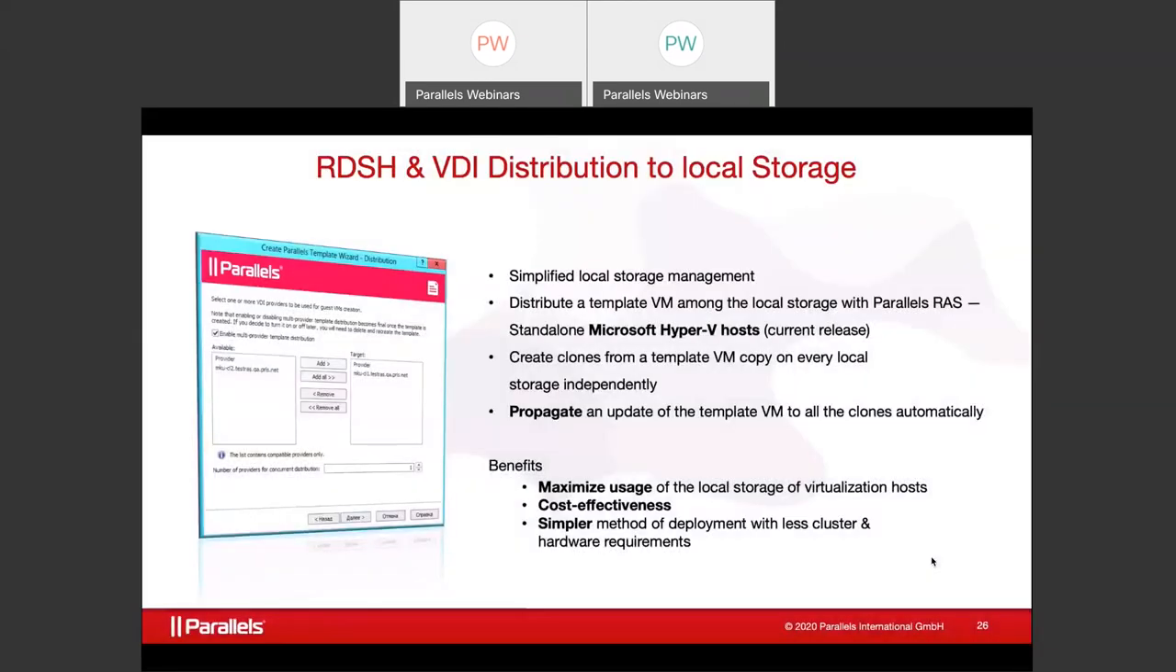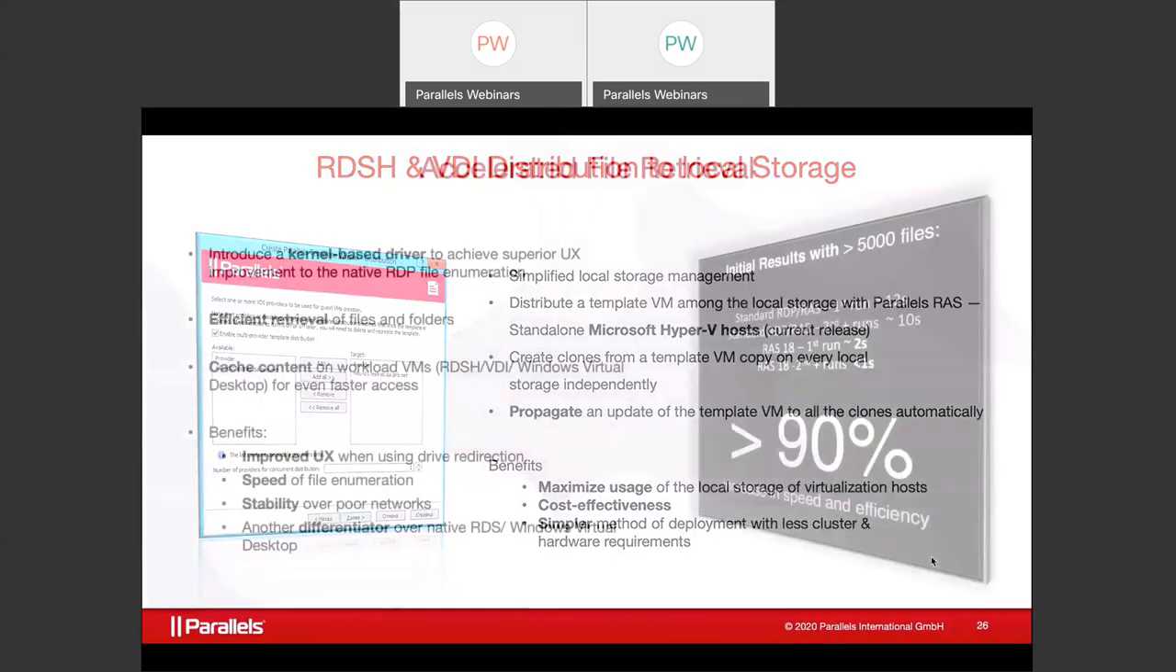Okay, last couple of quick hits here. The first one, we now have the ability for remote desktop server and VDI distribution to local storage. Essentially, that means if you're cloning images, and you have separate data stores in your hypervisor image, such as separate Hyper-V servers, we can treat storage as one. So you don't have to copy the template to every single local storage. We can have it in one place and then deploy across all the local storage.